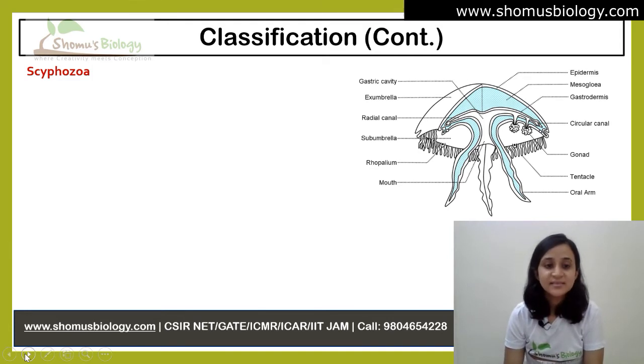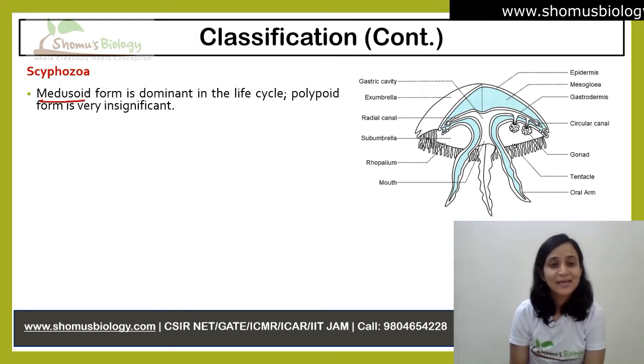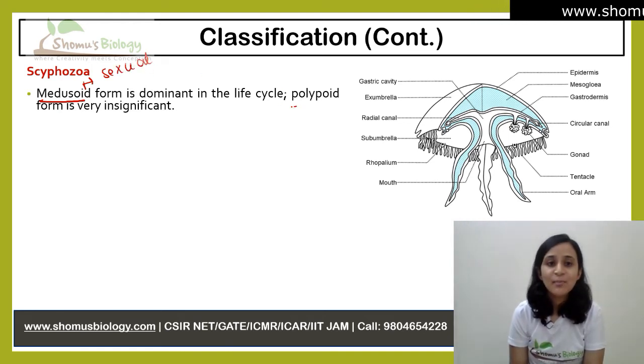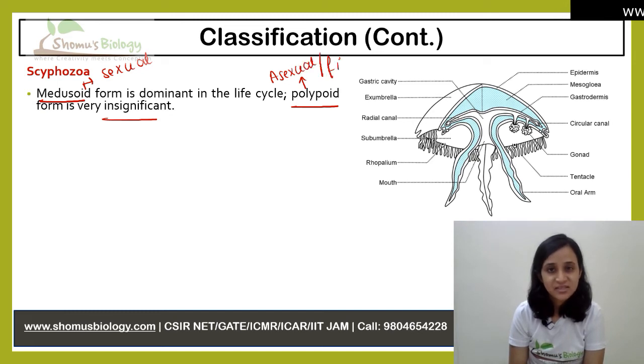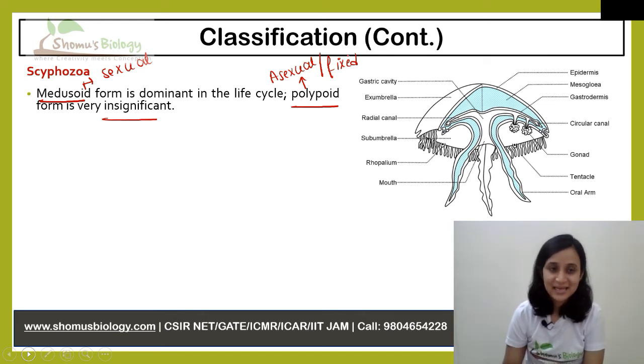So in this case, the medusoid form is dominant in life cycle. So here you will get only the medusa form, and the medusa form is actually the sexual form, free swimming form, and polypoid form is very insignificant. So polypoid is the asexual form, or you can say it is fixed form. So this form is not present in case of Scyphozoa.